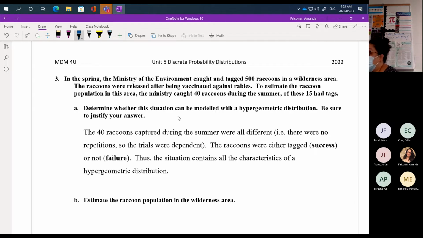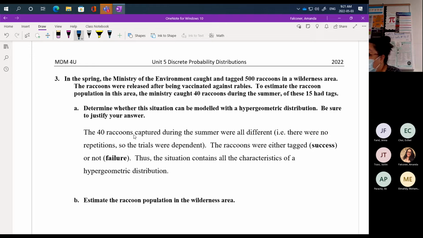Is it hypergeometric? So all of the raccoons are individual raccoons, right? When we gather up 40 of these animals and we've selected these 40 from the whole population, when we count the 15 that have tags, when I count one tagged animal, I'm not going to put that animal back into the pen and then recount them, right? It's like you've counted one individual, so now the probability of getting another tagged animal has decreased. So it is a hypergeometric scenario.